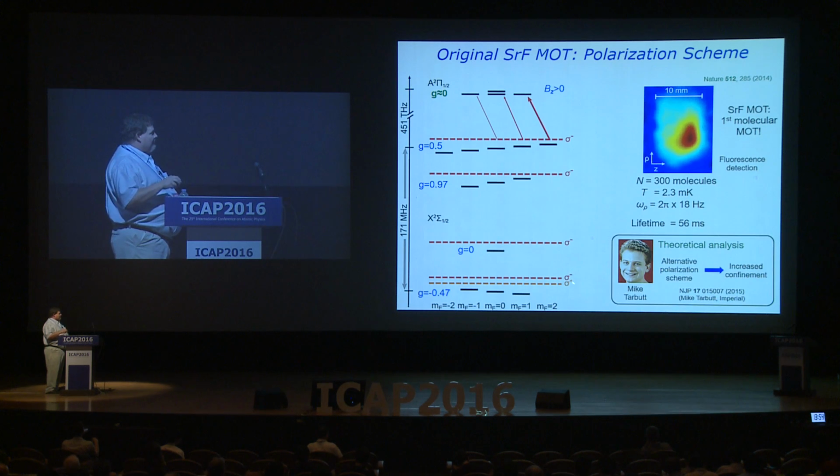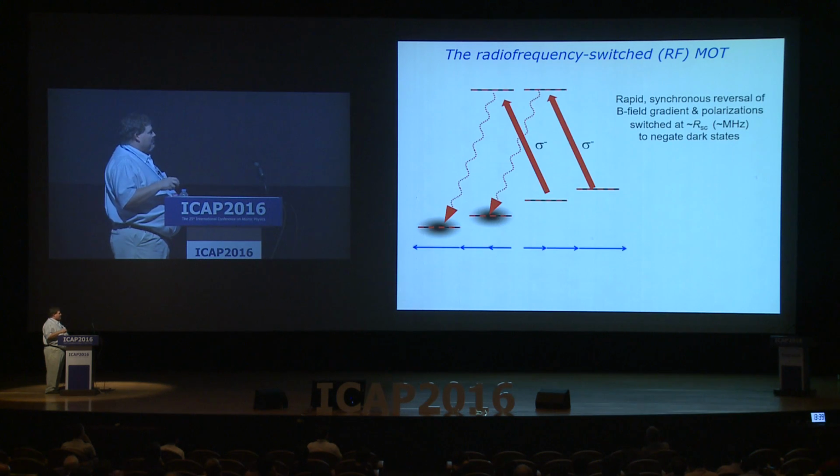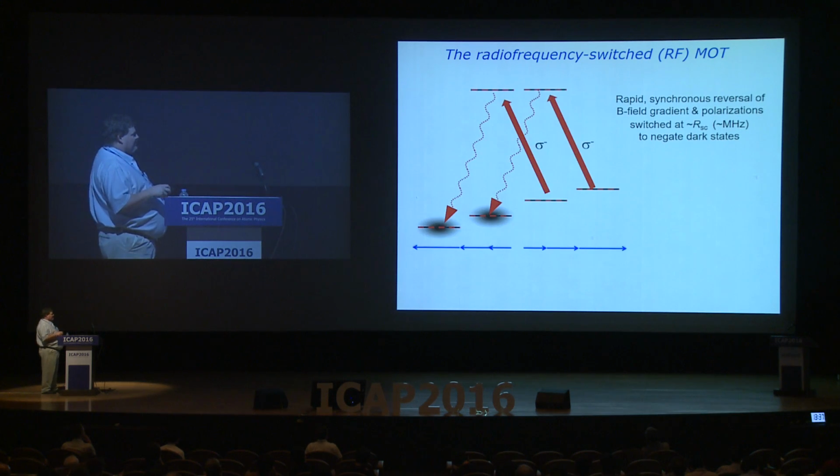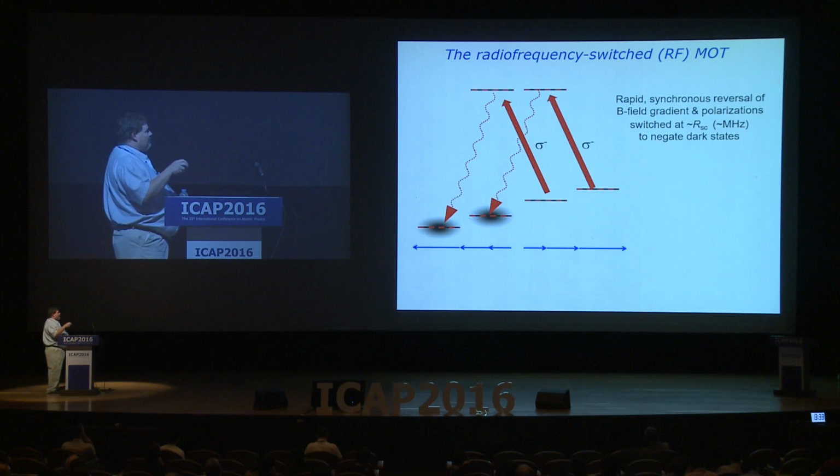And soon thereafter, Mike Tarbutt, as he understood the forces in these sorts of MOTs, was able to suggest an alternate polarization scheme that gave us tighter forces. And I'll say a little about that later. But let me move on to what we've been doing recently, which is something that seems like the gold-plated solution to this, which is what we call the RF MOT.